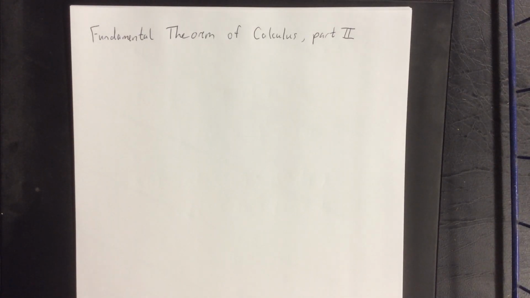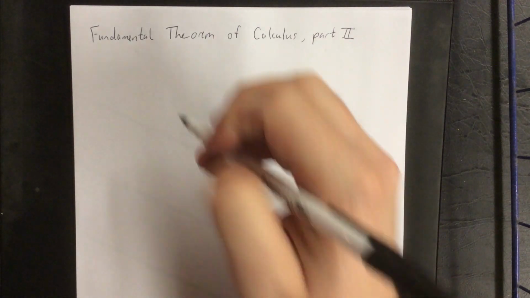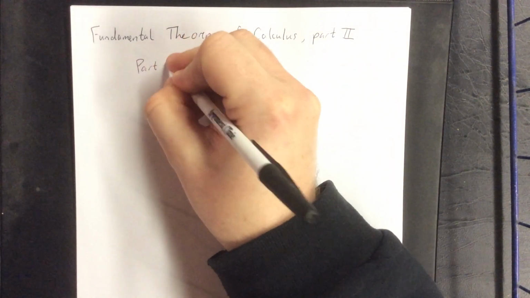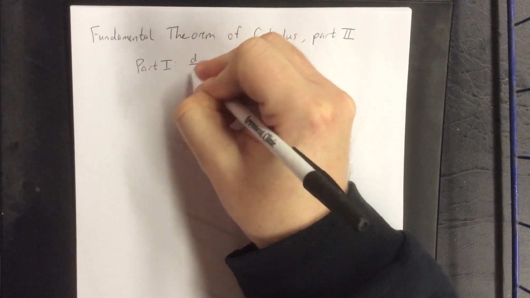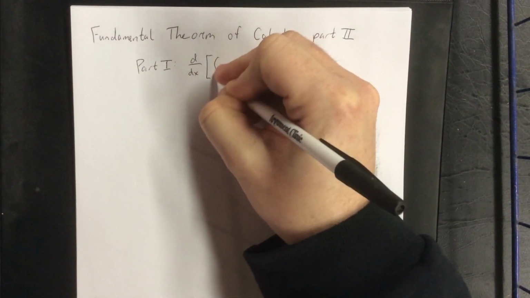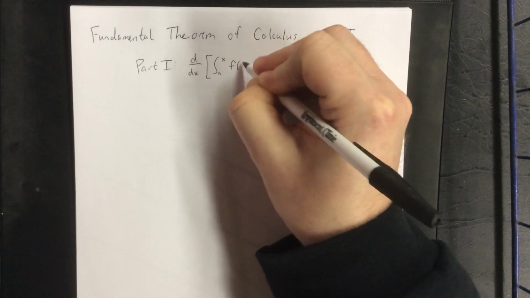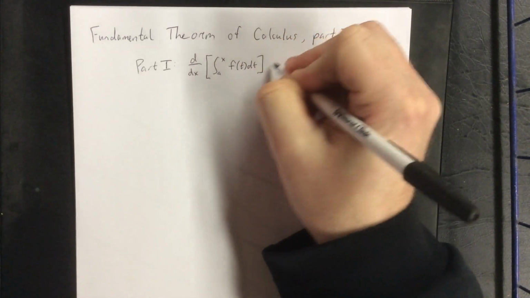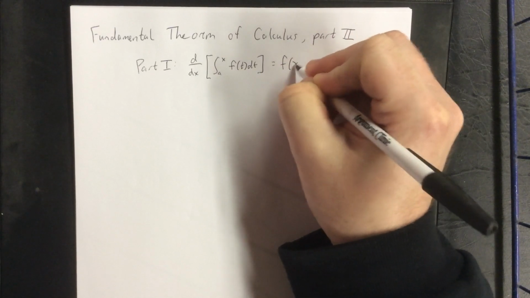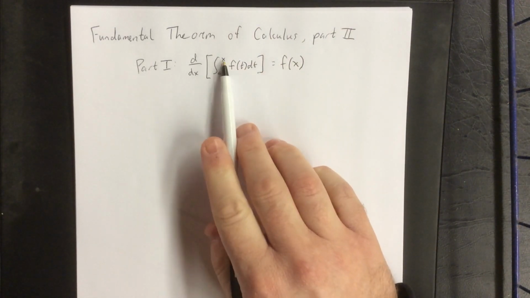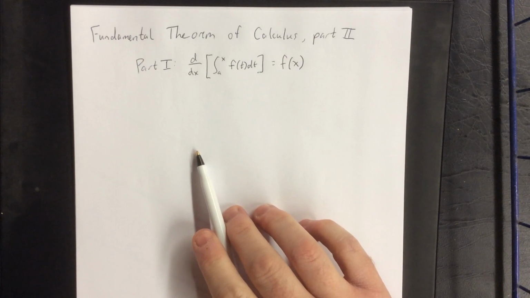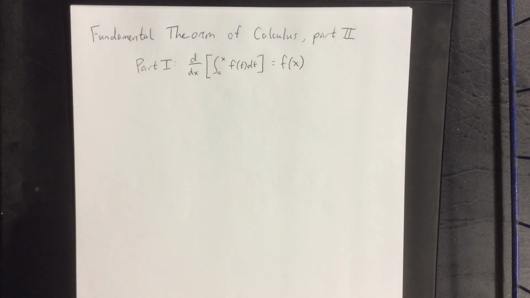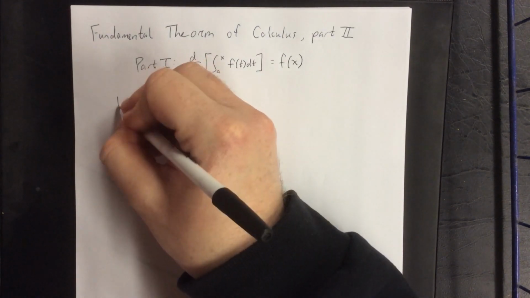Now that we've had exposure to the fundamental theorem of calculus part 1, let's talk about the fundamental theorem of calculus part 2. Part 1 demonstrated to us that if you differentiate a definite integral function, for all intents and purposes the derivative will cancel out the definite integral. The fundamental theorem of calculus part 2 is going to reverse that.